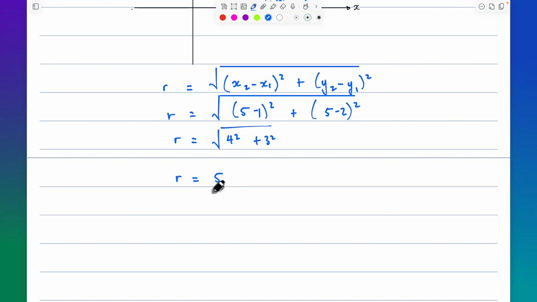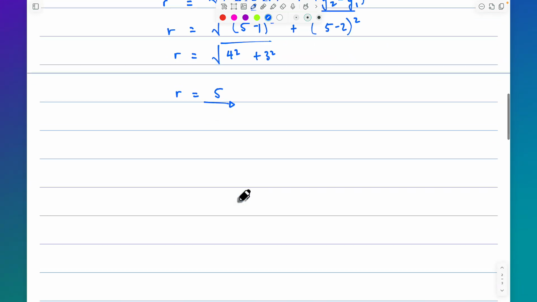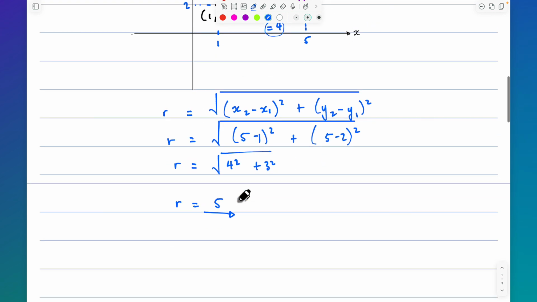Anytime you square root, the answer is the positive and the negative. But in this case, since we're looking for distance, your r can't be negative. So this is 5. I hope this is making sense. I know there's a lot of numbers being thrown around, but hopefully this makes sense.